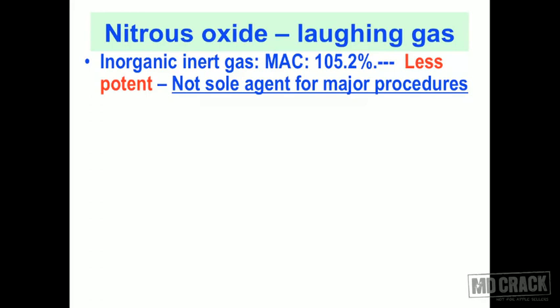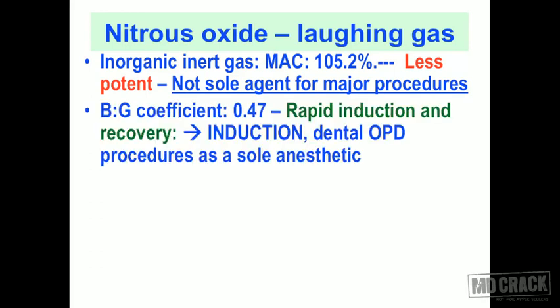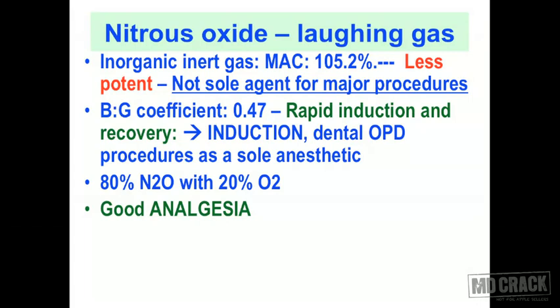You can't rely on nitrous oxide as a sole agent for major procedures. But the blood gas partition coefficient is just 0.47, leading to rapid induction and recovery. So nitrous oxide will be preferred for induction of anesthesia. It could also be used for dental outpatient department procedures as a sole anesthetic. 80% of nitrous oxide could be combined with 20% of oxygen.